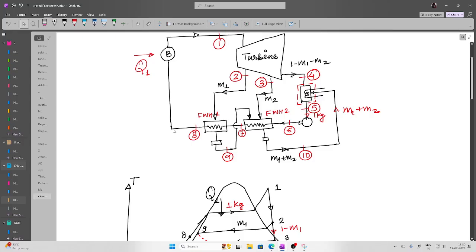Okay, so in this lecture, till this point only. In the next lecture, we will try to model one indirect contact feed water heater in Excel, and then we will try to learn about the optimum degree of regeneration.